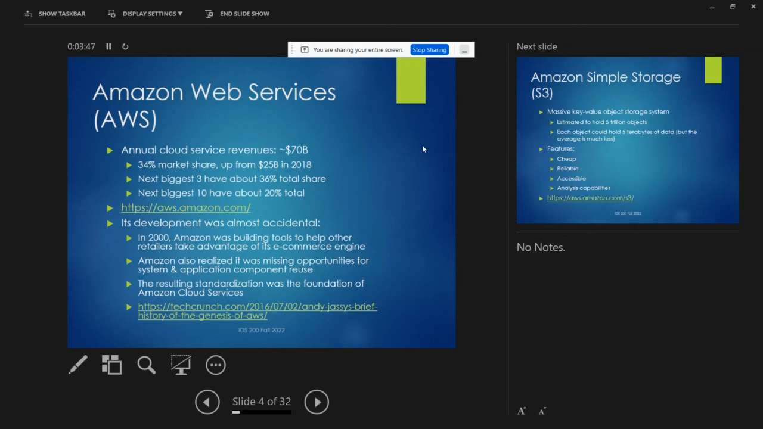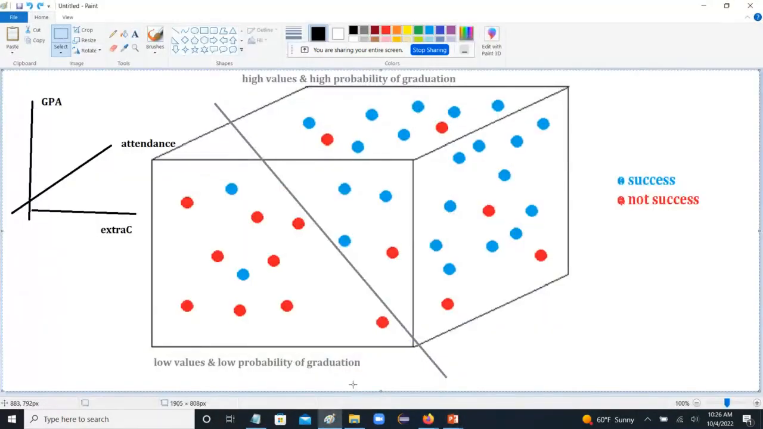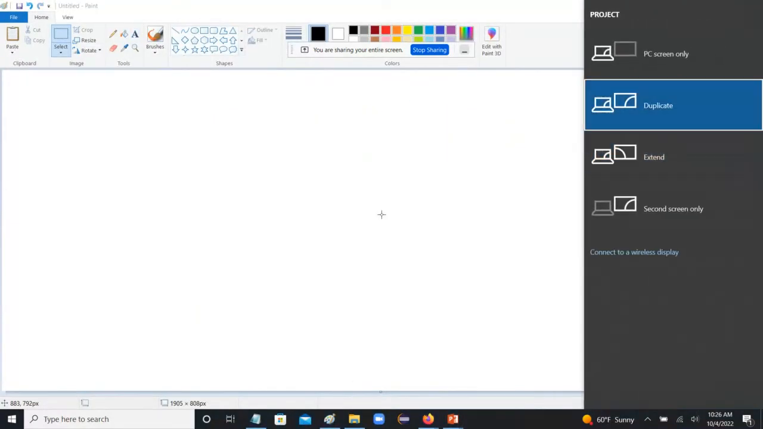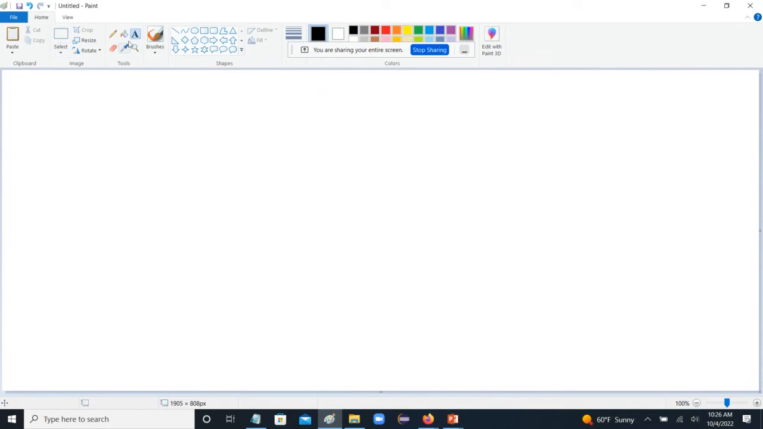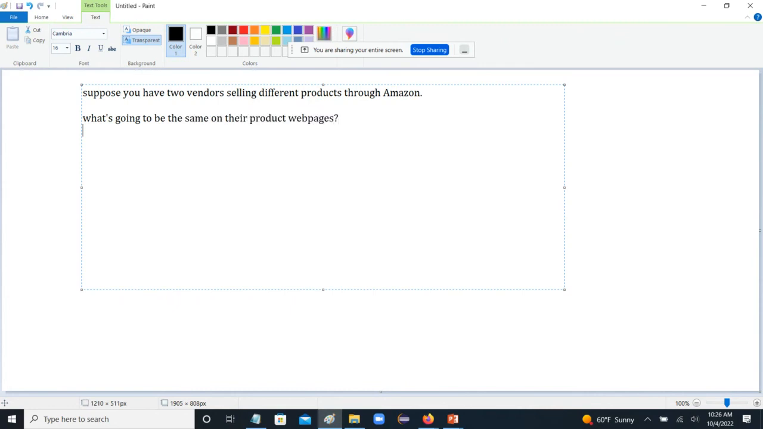So let's talk about a simple way that this might happen, right? Suppose you have two vendors selling different products through Amazon, okay? What's going to be the same on their product web pages, right?